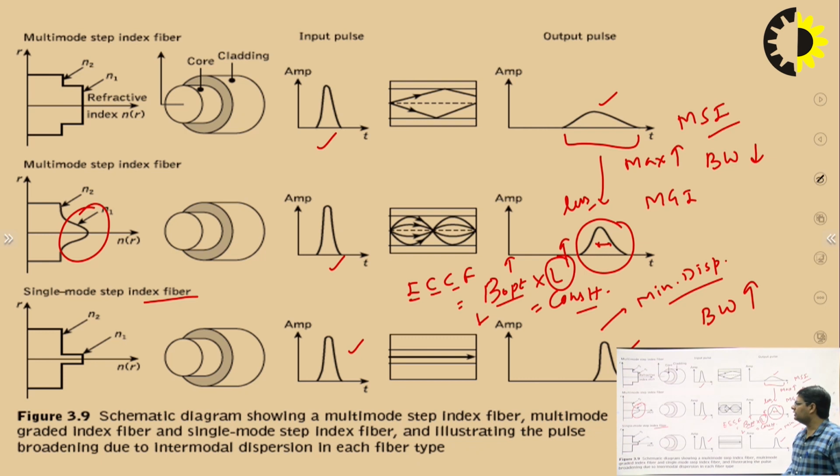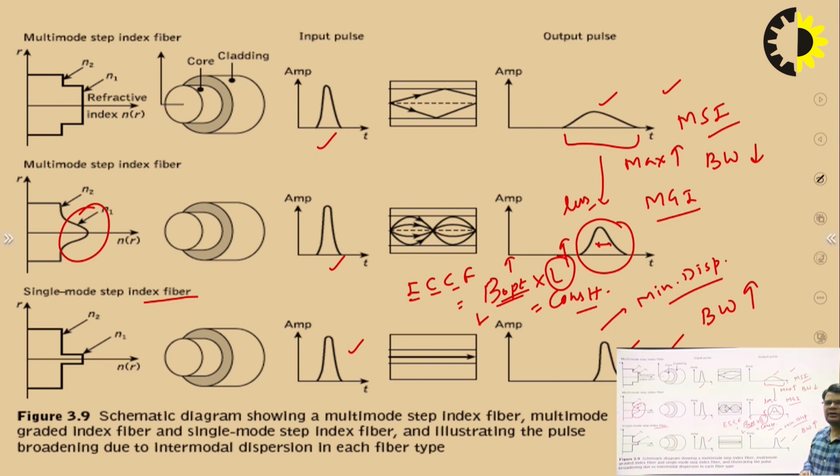We can see that the information carrying capacity of the fiber depends upon this bandwidth, and bandwidth availability is maximum in the case of single mode step index and minimum in the case of multi-mode step index, and in between in the case of multi-mode graded index.